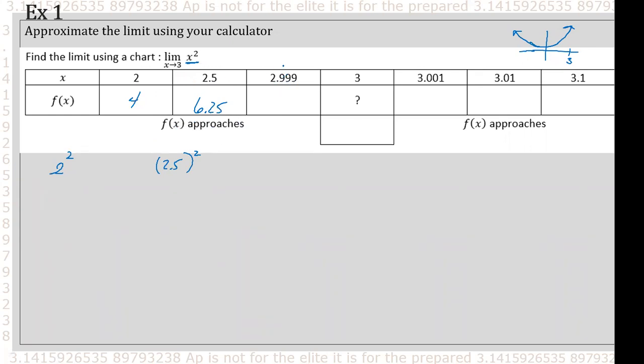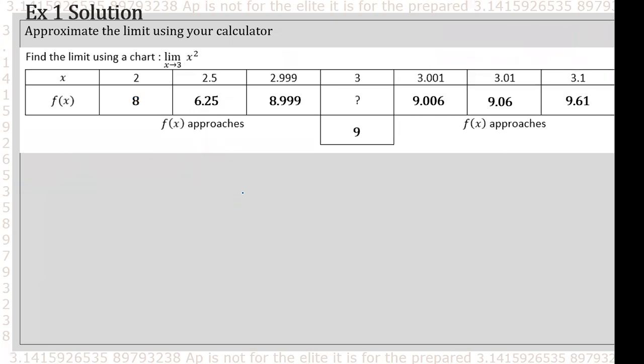These ones I don't know off the top of my head, but we can use a calculator. And what we also need to consider is this is approaching from the left, right? So we're approaching from the left. We also need to do this from the right. So I'm picking values that are a little bit bigger than 3. So 3.001 is a little bit bigger, then we can go 3.01, and then 3.1.